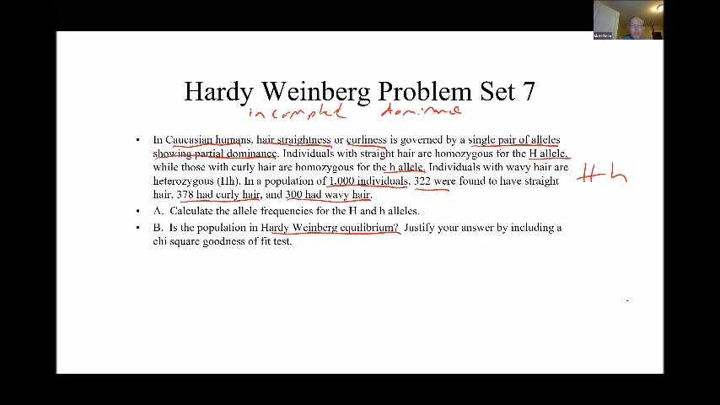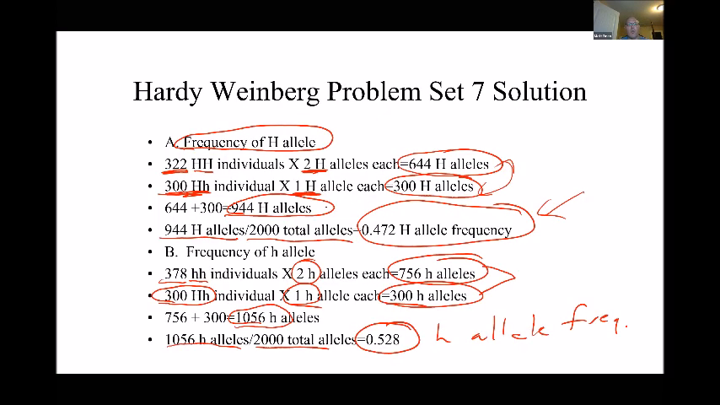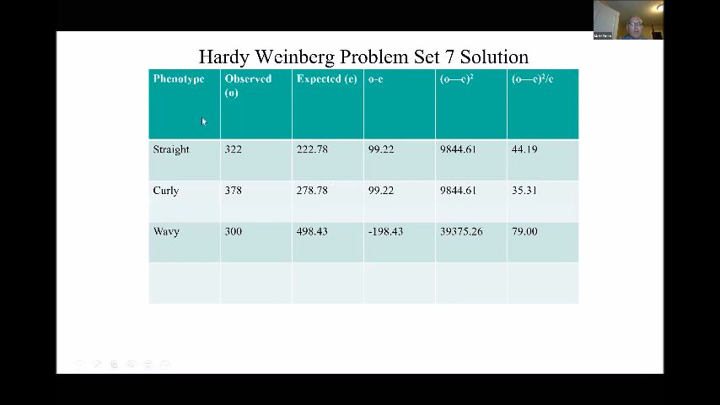All right, so if we go back to our question, we just answered part A. We calculated the allele frequencies, big H and little h. Now, to figure out if this population's in Hardy-Weinberg equilibrium or not, we're going to have to do a little bit more work. And the way we're going to do that is calculate some expected numbers and run a chi-square analysis on it. So these were the observed numbers: 322 straight hair, 378 curly, 300 wavy.